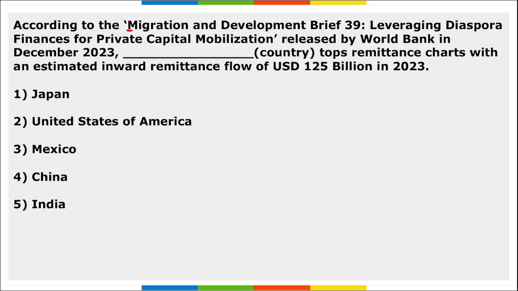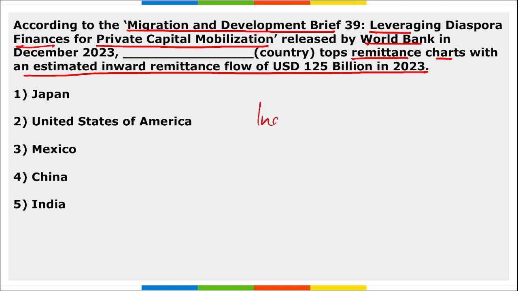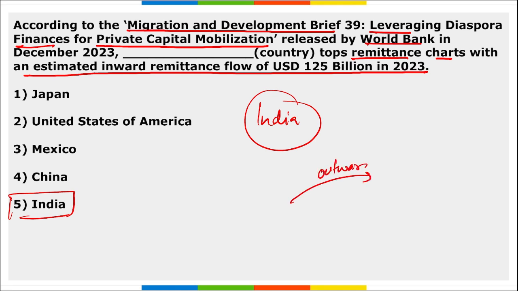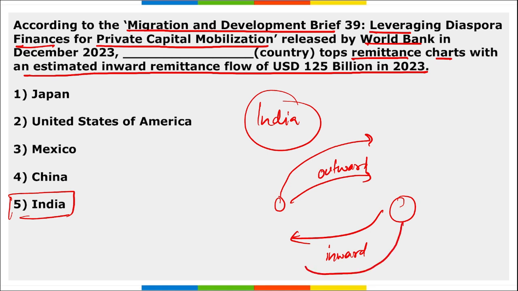Next, according to Migration and Development Brief 39, leveraging diaspora finances for private capital mobilization, which is released by World Bank in December, Dash country has topped the remittance charts with its estimate inward remittance flow of $125 billion. It is our India. There are two types of remittances. One is outward remittance and one is inward remittance. Outward remittances when money go from our country to different parts of the world, and inward remittances from different parts of the world when currency or money comes to India. So in inward remittance, we have $125 billion of remittance, that is the highest ever, and it was by India. This report was released by World Bank.